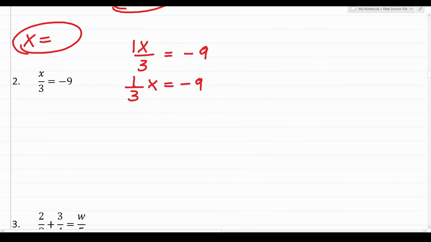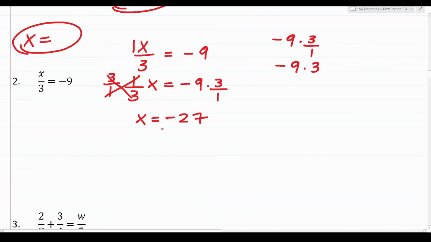And now I can easily get rid of this 1/3 in front of this x by multiplying 1/3 by its reciprocal, which is 3 over 1. This will cross out here and here, leaving you with just x over there. And let's take a look at what we have here. I'm going to write this off to the side. We have negative 9 times 3 over 1. Well, what is 3 divided by 1, or 3 over 1? 3 over 1 is just 3, so this is negative 9 times 3. And negative 9 times 3, you should know, is negative 27. So x in this case is negative 27.